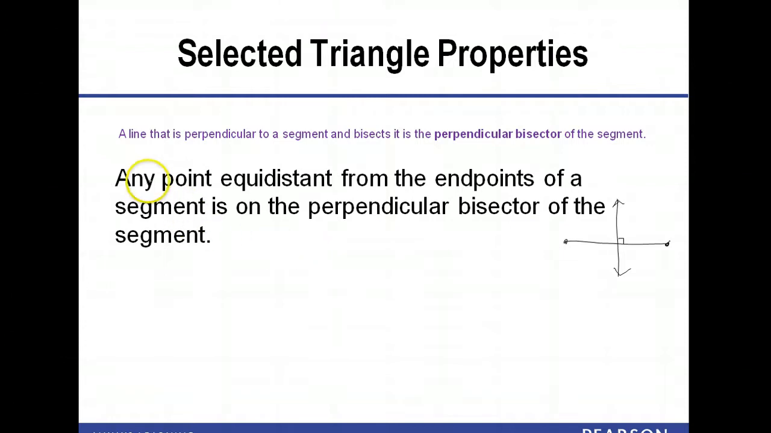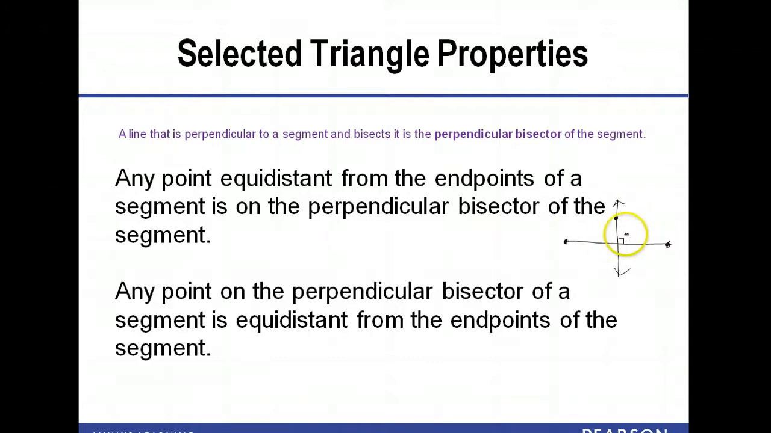So what we can say is that any point equidistant from the endpoints of a segment, so any point that's equally as far from these two points here, will be on the perpendicular bisector of the segment. So a point on here is going to be on here because it's equally distant from these two endpoints, right? But we can actually say this in the opposite way too. If you are a point on the perpendicular bisector, then you are equally distant from each of the endpoints, right? And this is actually justified because of the triangles that are formed right here.